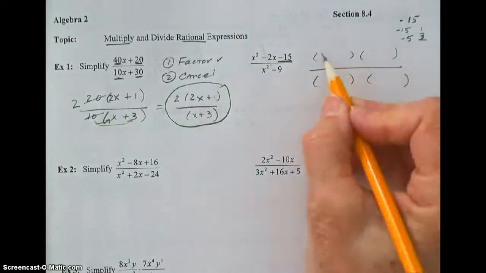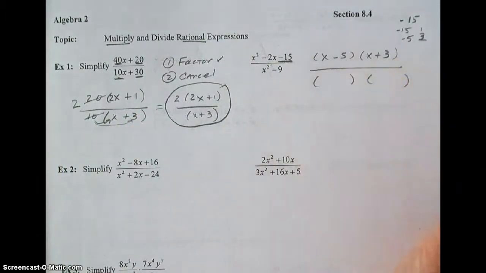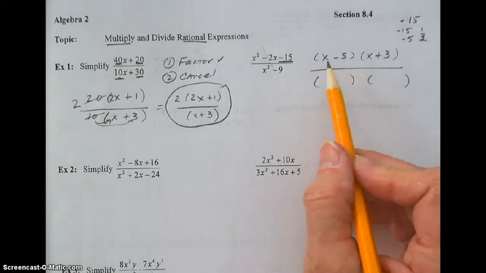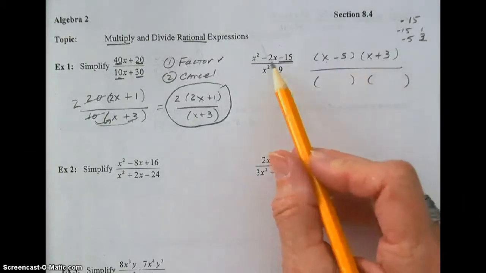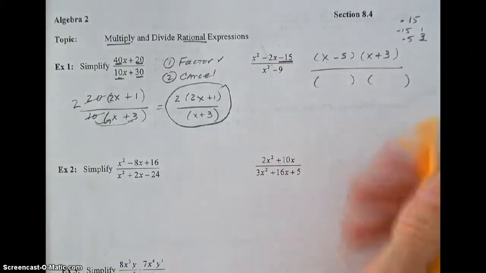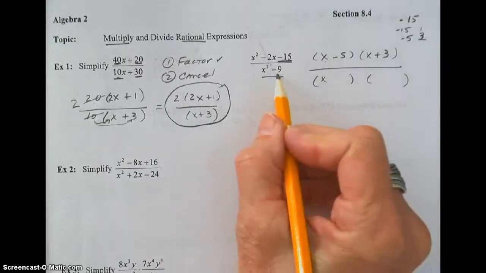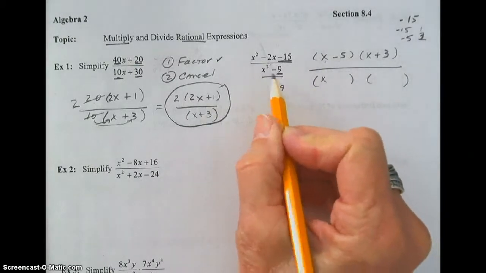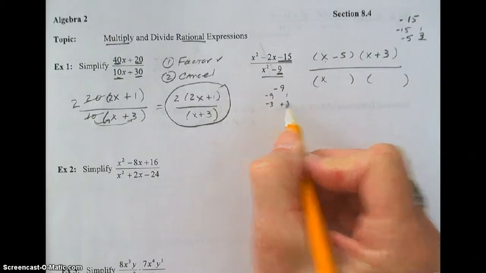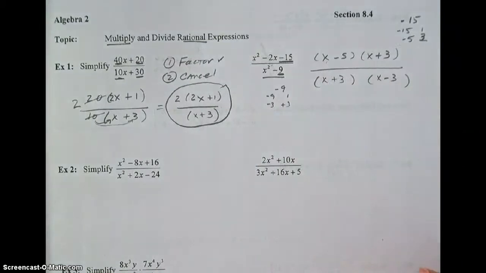So I factor this by putting an x and an x, a minus 5 and a plus 3. I can check that with FOIL. X squared minus 5x plus 3x is a negative 2x, and minus 5 times a plus 3 is a negative 15. Factoring in x squared minus 9, what are the factors of negative 9 that add up to nothing? Negative 3 and a positive 3. So that's your step 1.